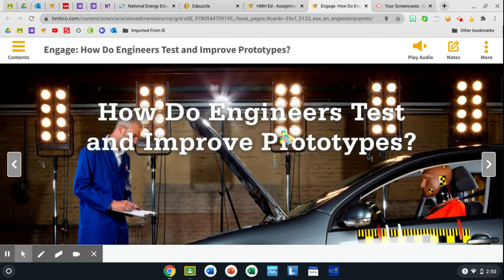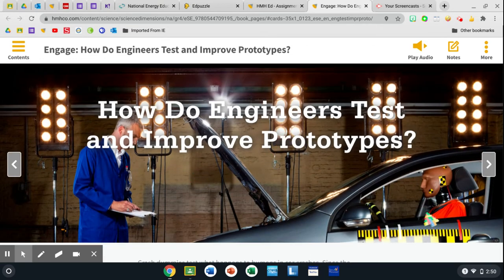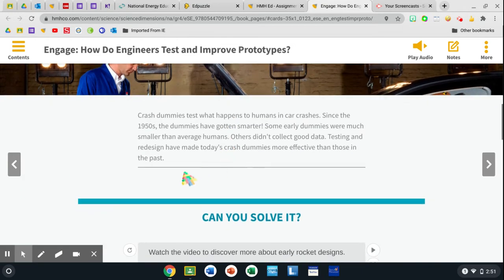So how do engineers test and improve prototypes? So we have a picture here of a crash test dummy, and they are testing a car. We have the engineer who looks like they are taking some data down from maybe a test that they just ran. So let's read what it says.